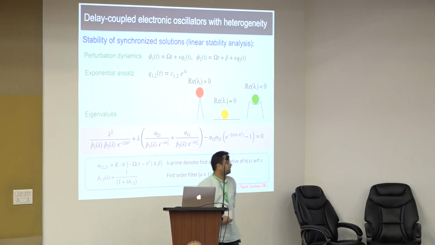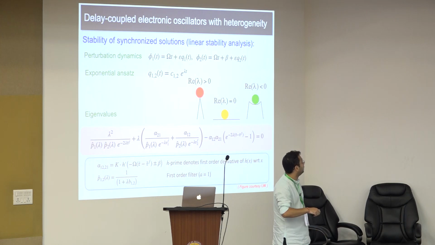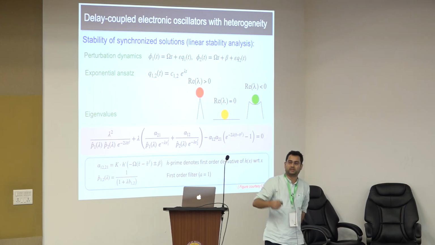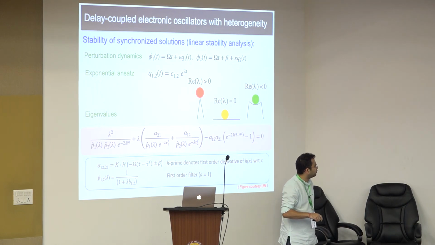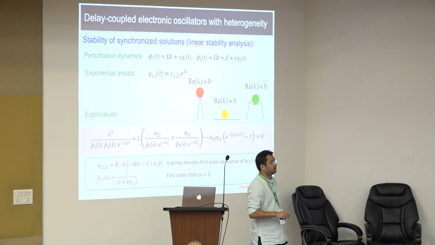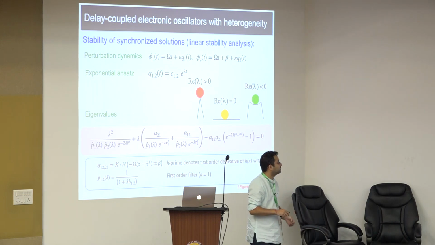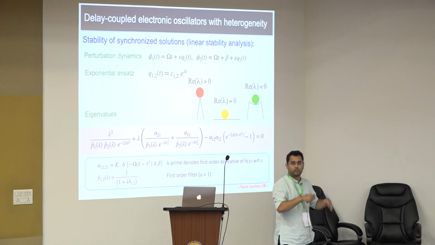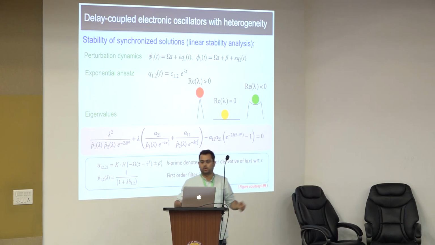We can also look at the stability of these solutions by perturbing them a little bit, and then looking at how these perturbations behave. We get this characteristic equation, and based on whether the real part of the largest eigenvalue is 0, greater than 0, or less than 0, we can say that the solution is neutrally stable, unstable, or stable.